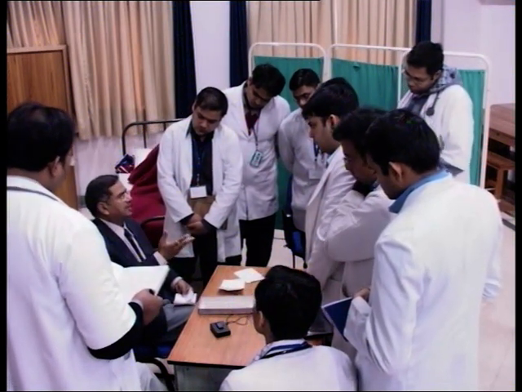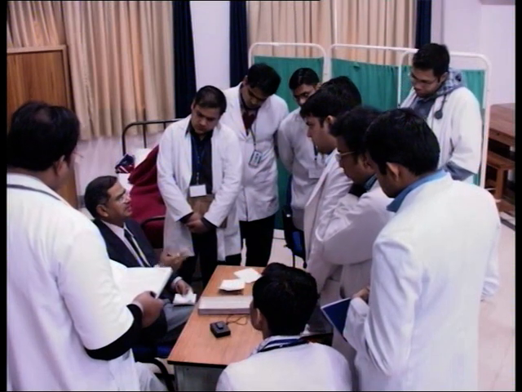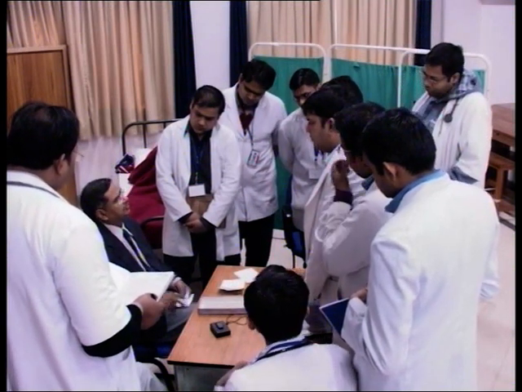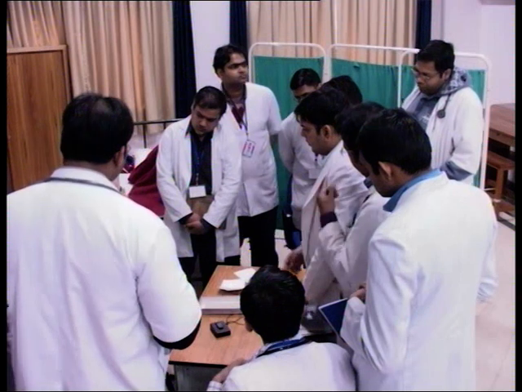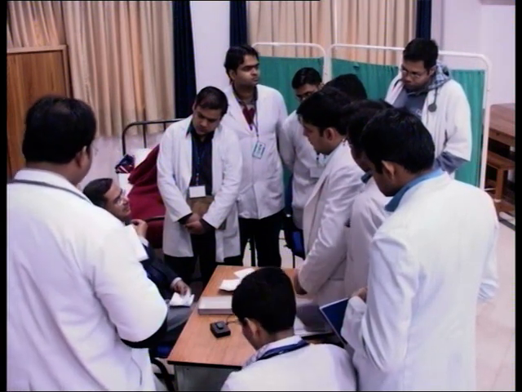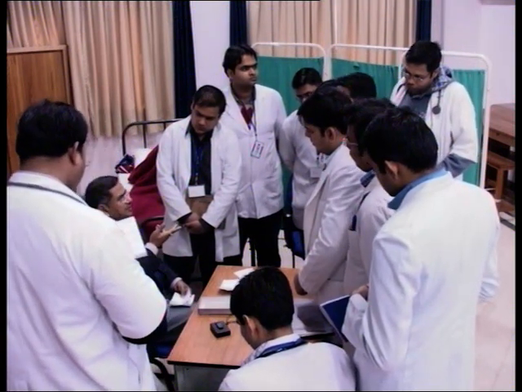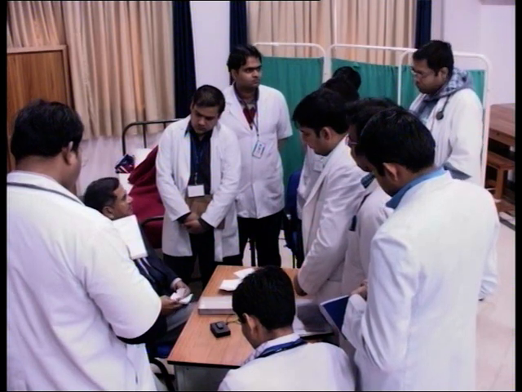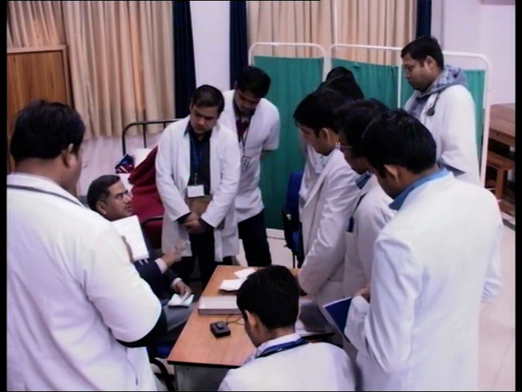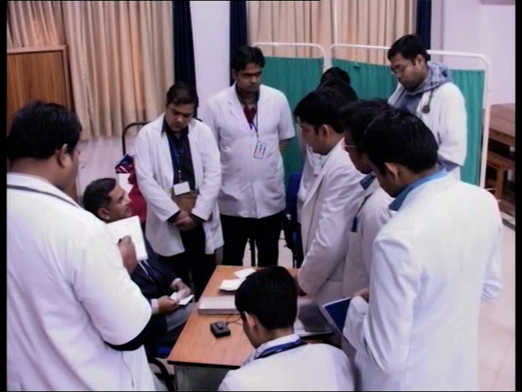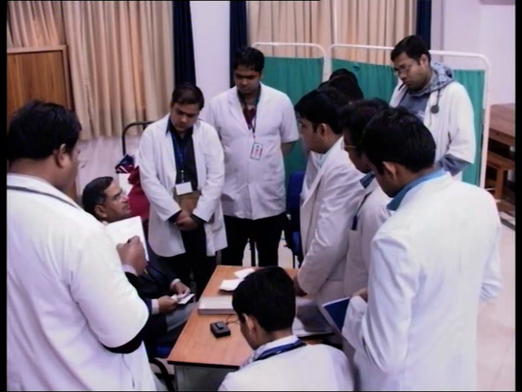Okay. You know about the Hartley-Dunhill procedure also? Instead of doing a subtotal, what you do is remove one lobe completely and one third or half of the lobe on the other side. Right? Indications of subtotal, total, lobectomy, all these things must be known. Radical thyroidectomy, you must know what is modified.